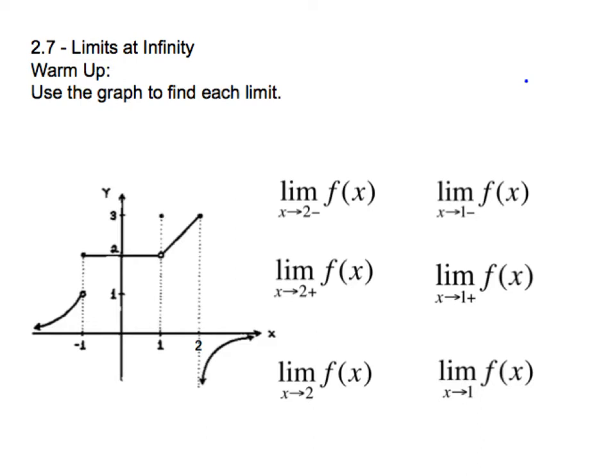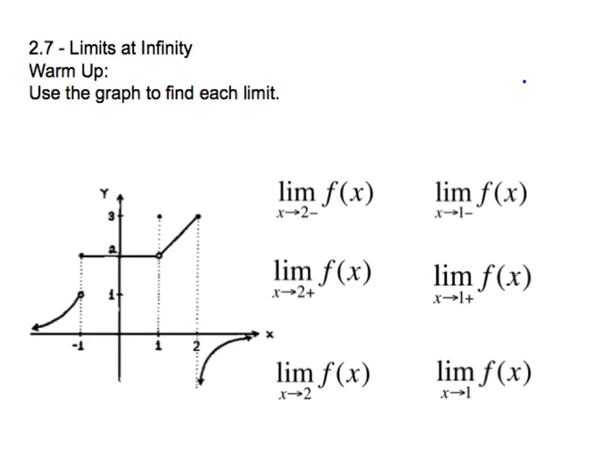Limit as x approaches 2 from the left. So I'm looking over here, and that is approaching 3. Limit as x approaches 2 on the right. That's going down to negative infinity. So therefore the limit as x approaches 2 does not exist.